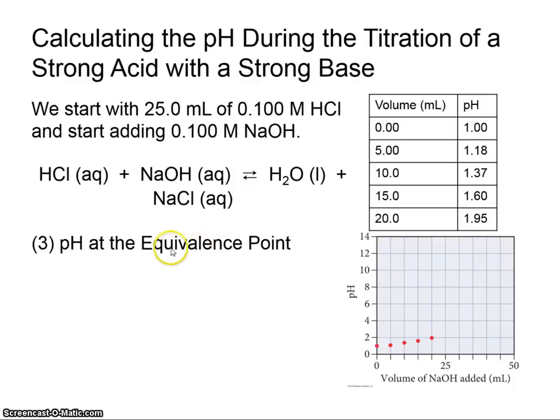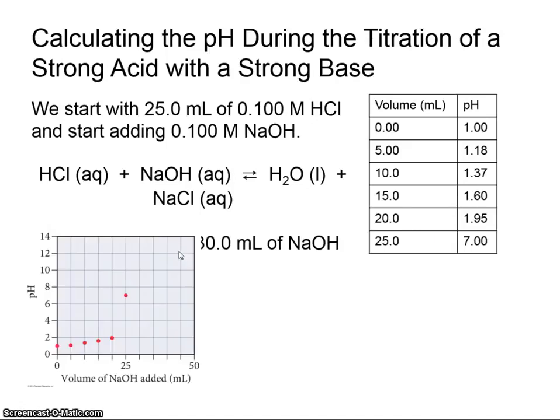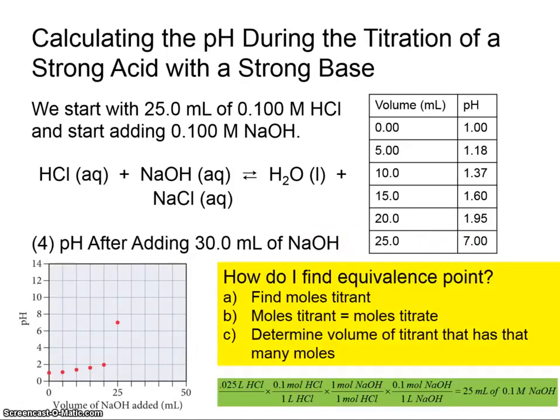Now, we calculate the pH at the equivalence point. That one is super easy for us to figure out because it's a strong acid and a strong base. So at that equivalence point, we know that the pH is going to be equal to 7. How do I find that equivalence point? Well, first I've got to find the moles of titrate. The equivalence point means the moles of titrant equal the moles of titrate. So then I need to determine the volume of titrant that has that many moles. Here I've worked out the example for our particular case, and it comes out to 25 milliliters.